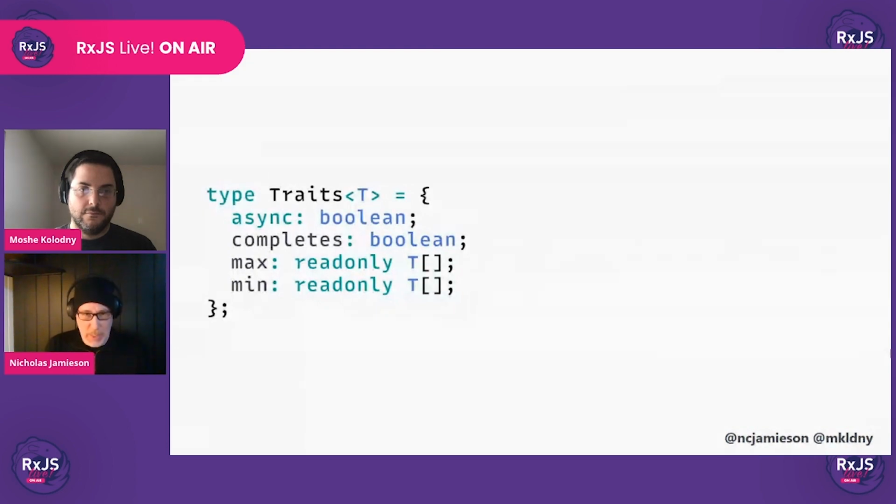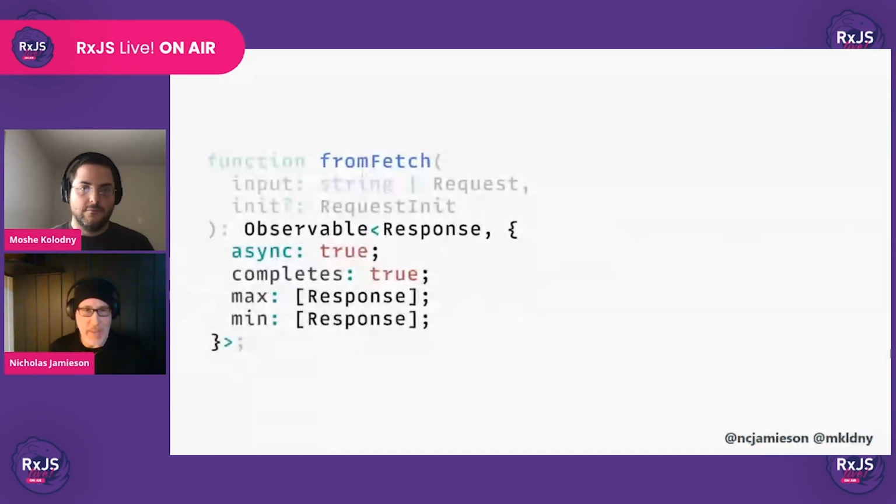What happens with our proof of concept is that we provide narrower traits from Observable sources. So if we look at from fetch, the traits that go into the Observable that's returned will say that it's asynchronous, it's going to complete if it doesn't error, and it's only ever going to emit a single response. So this gives us all the things that we need to understand what it is that we're getting from fetch.